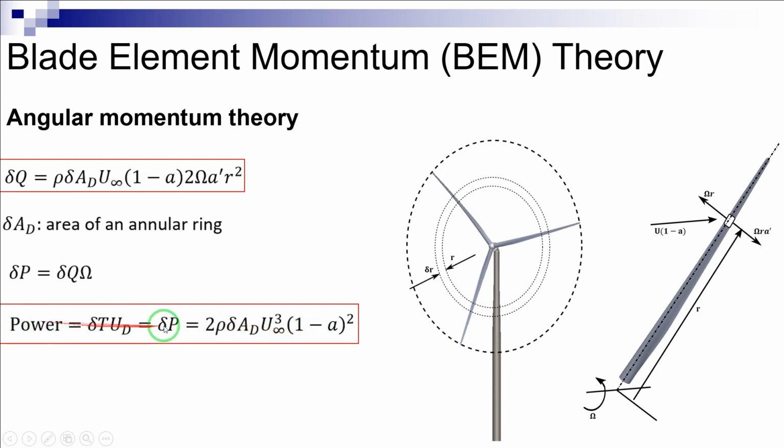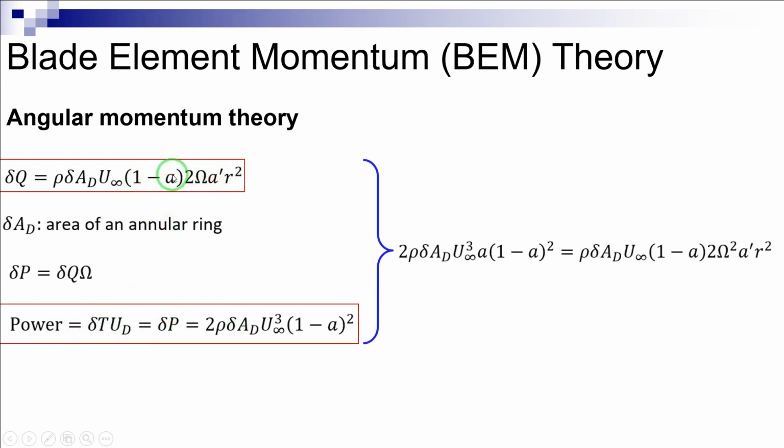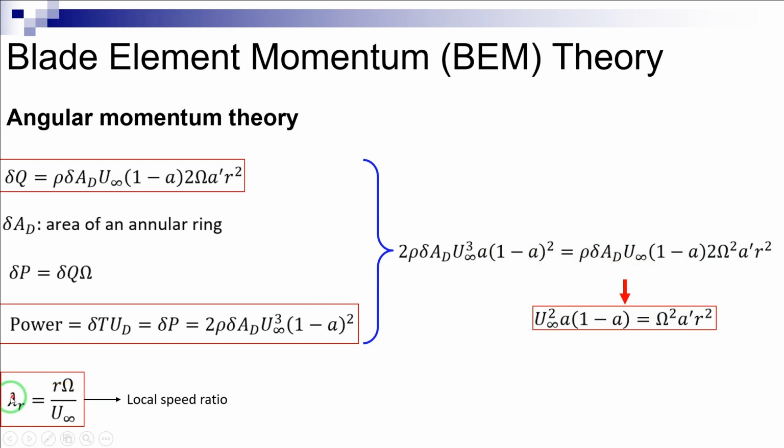Therefore, these two equations in fact must be equal, which gives the following equation. In this regard, we can define a new parameter, lambda_r, as shown here. Here the lowercase r is the radial position along the rotor span: lambda_r equals the lowercase r times omega divided by U infinity. Here lambda_r is defined as the local speed ratio.